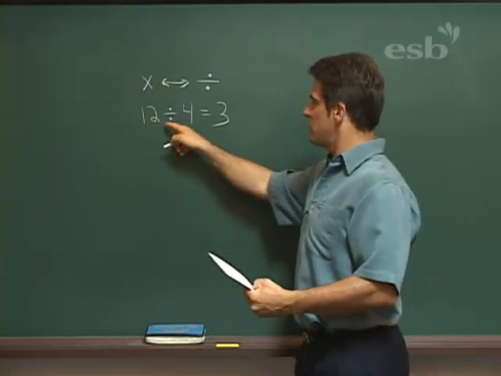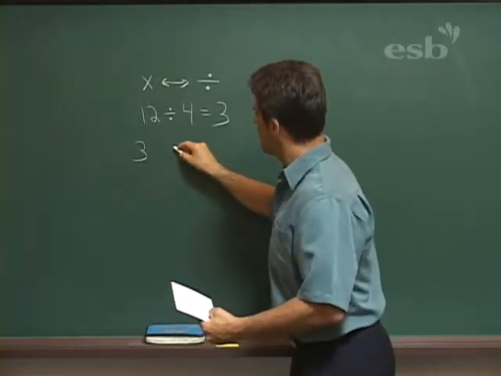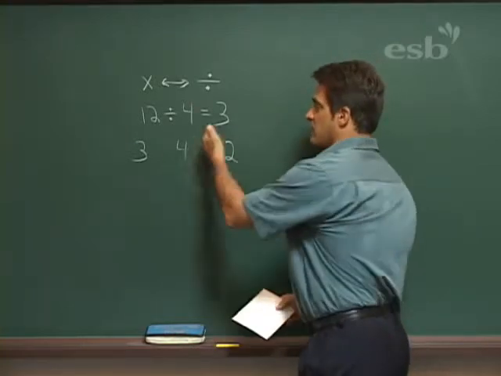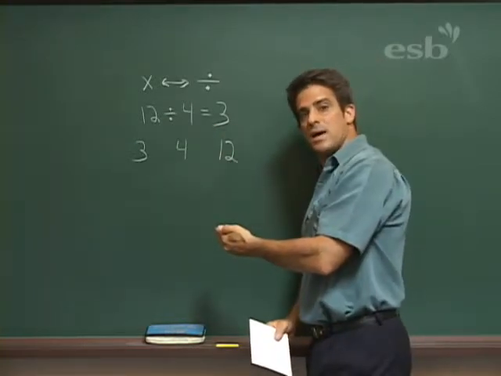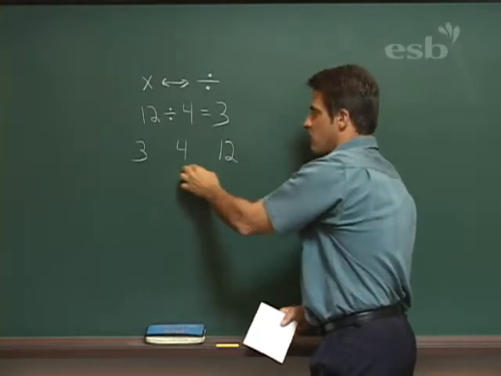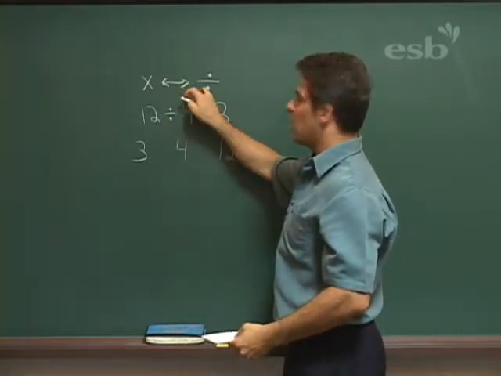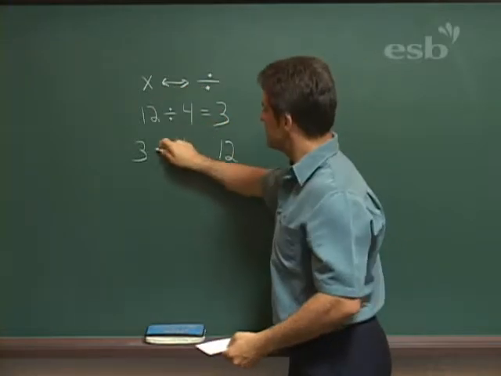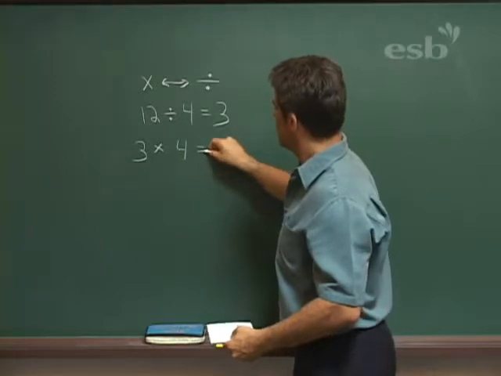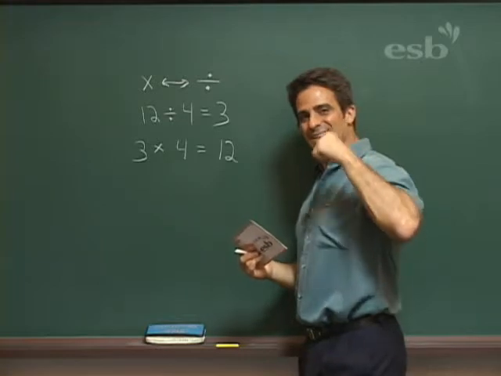So 12 divided by 4 equals 3. Now I have written the numbers in the opposite way. 12, 4, 3, opposite. 3, 4, 12. Instead of divided by, what's the opposite? Times. 3 times 4 equals 12. Ha-ha! We did it.